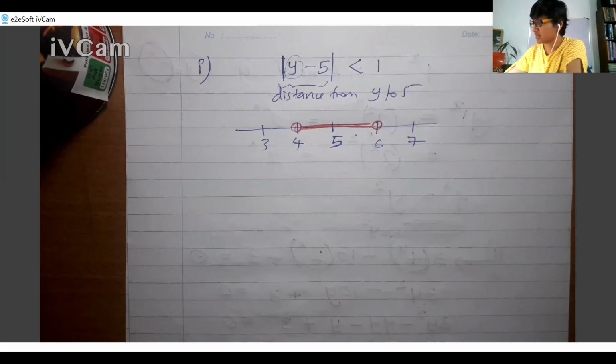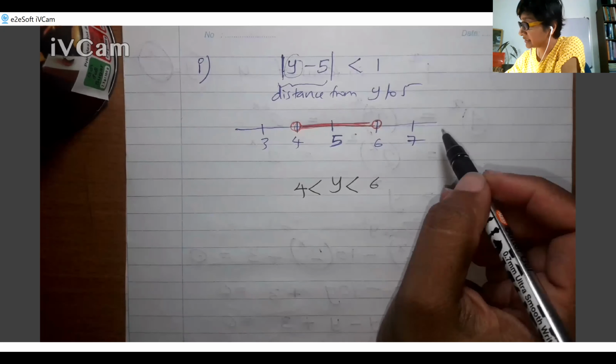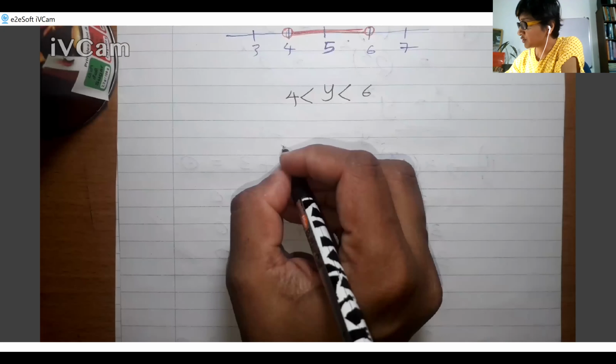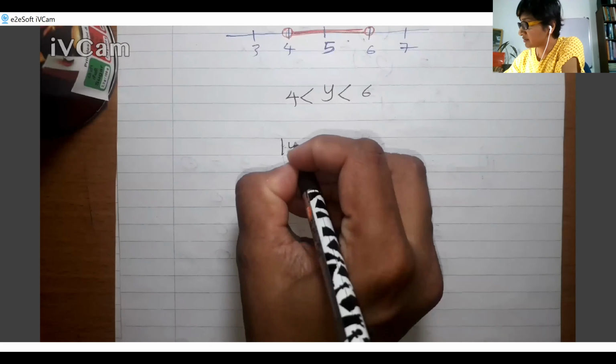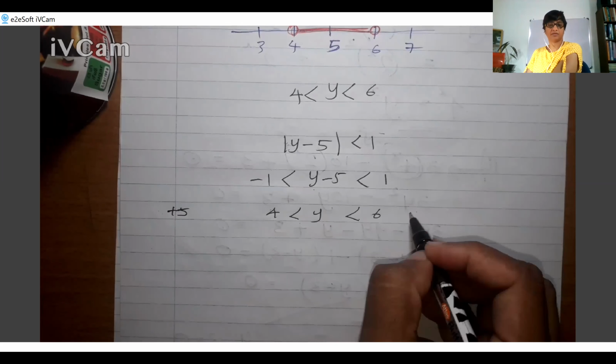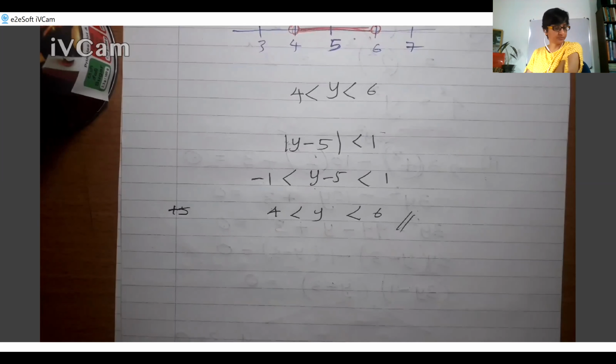If you want to do it algebraically without drawing something like this, how you would approach it is, this is what is given to you. You know that we did the properties of inequalities. What this means is that this is between 1 and minus 1. Then you are solving for y. Get rid of minus 5 by adding a 5. Minus 1 plus 5 is 4. This plus 5 is just y. 1 plus 5 is 6. You still get the same answer. Okay, hope that is clear.